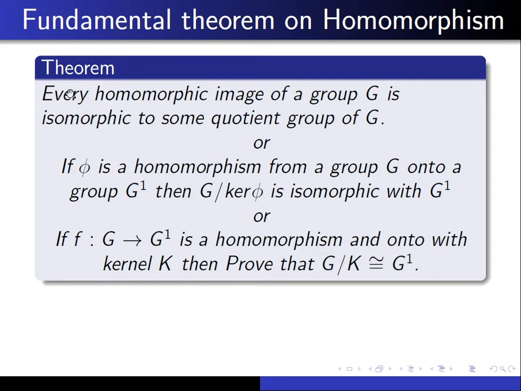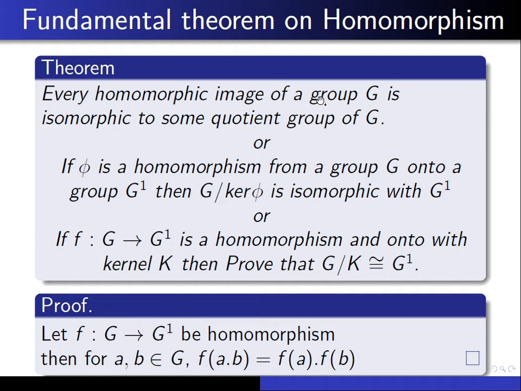Anyhow, it is sufficient to remember one statement, but identify these other two statements also. Sometimes they will give the second statement and ask you to prove it, so you need to remember these two also. Now let us see the proof. First we will write down f mapping G to G dash is a homomorphism.